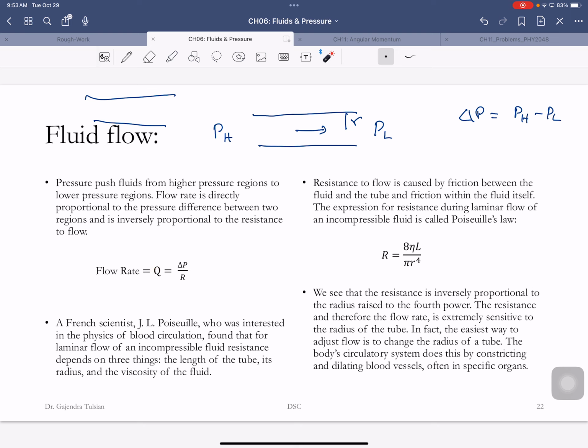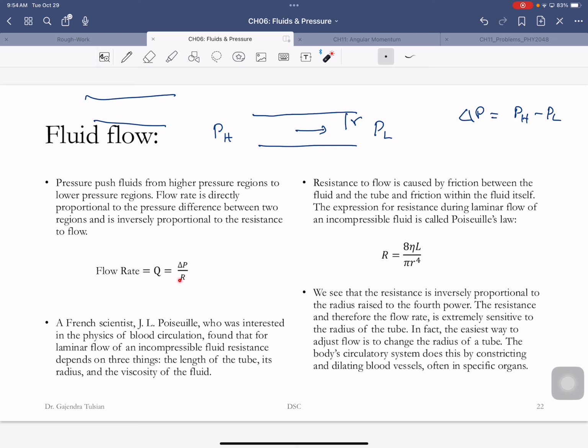Okay, so for instance, we'll see a problem in a second. When you eat a meal, you want to increase flow rate by a factor of 5 to your digestive system. So how do you increase flow rate? If you want to increase the flow rate by a factor of 5, you can increase the pressure difference by a factor of 5. That's your heart having to work a lot harder. The easiest way to do it is to change the resistance.